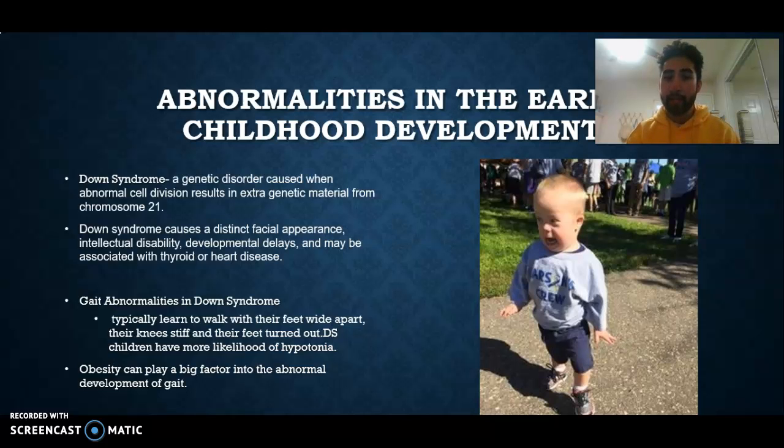because typically they tend to walk differently. They typically learn to walk with their feet wide apart, their knees stiff, and feet turned out. Children with Down syndrome also have more likelihood of hypotonia, in other words, low muscle tone, which causes more flaccid movement. Obesity can also play a big factor in the abnormal development of gait, because it is a little more common for kids with Down syndrome to have obesity compared to the average kid.